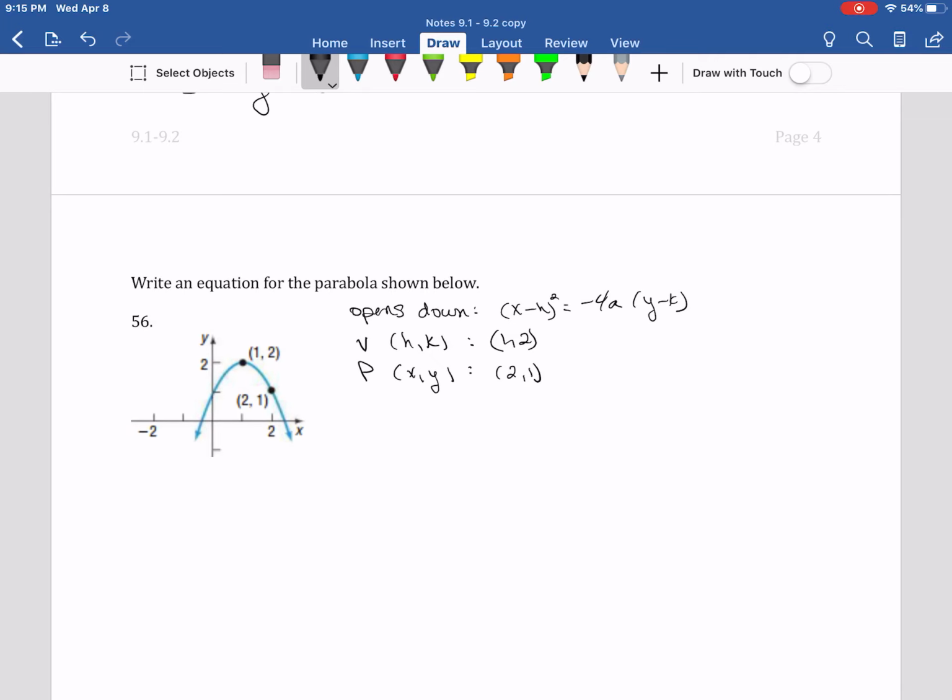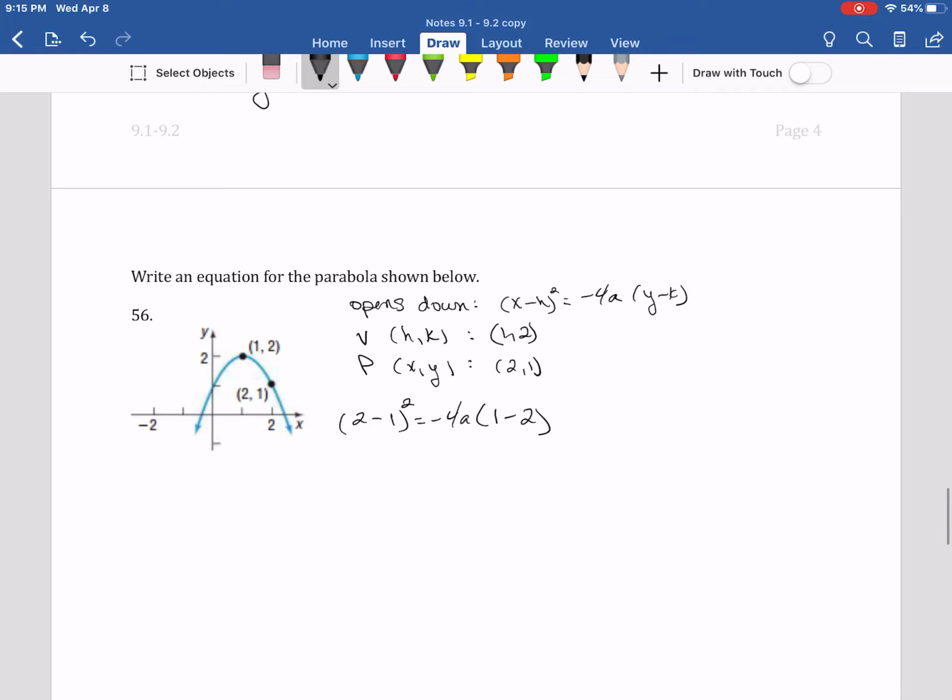Into that general equation that you wrote down at the beginning, you're going to substitute the values of 1 and 2 for h and k, and then 2 and 1 for x and y. And it's going to look like this. So x becomes 2, h becomes 1, that's squared, equals negative 4a. y becomes 1, and k becomes 2. Make sure you understand where all those pieces are coming from. And then you simplify.